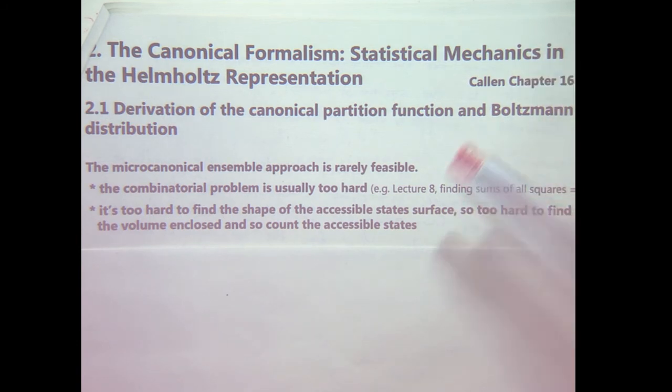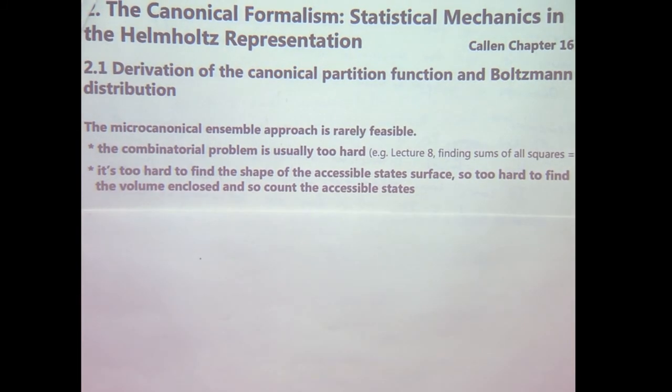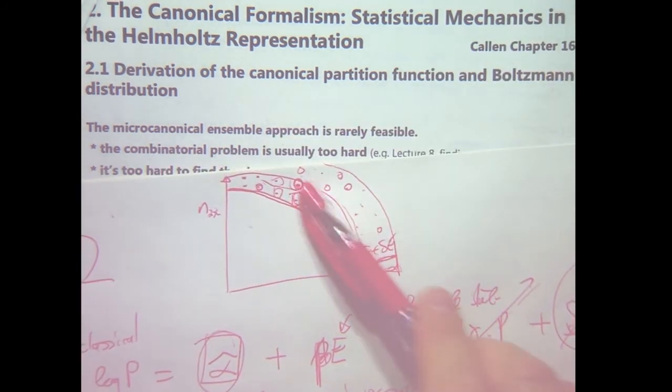Or in general, it's too hard to find the shape of the accessible state surface, to find the boundary of the accessible region. If you can't find the boundary, how are you going to find the volume? Sometimes it's possible. It's something you should always keep in mind, and it's always a useful theoretical tool for various arguments. Why is it hard to find the shape of the surface? You've got these gaps.